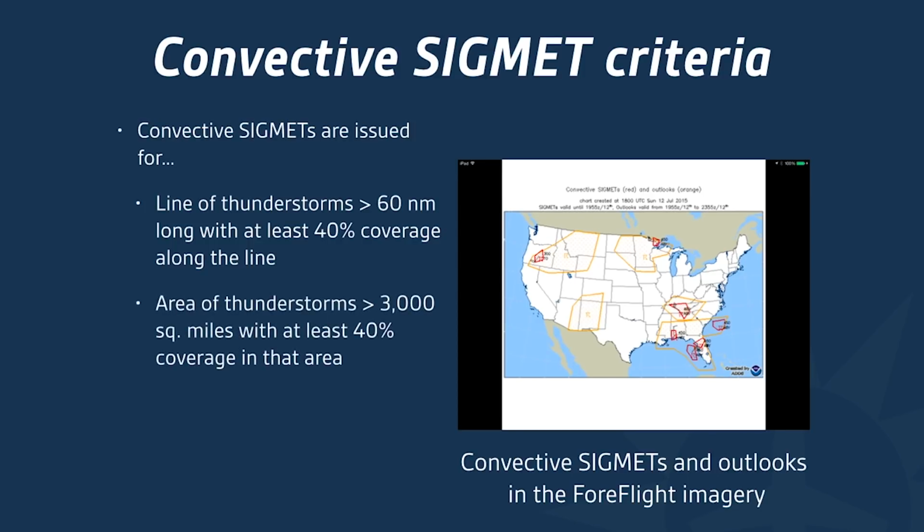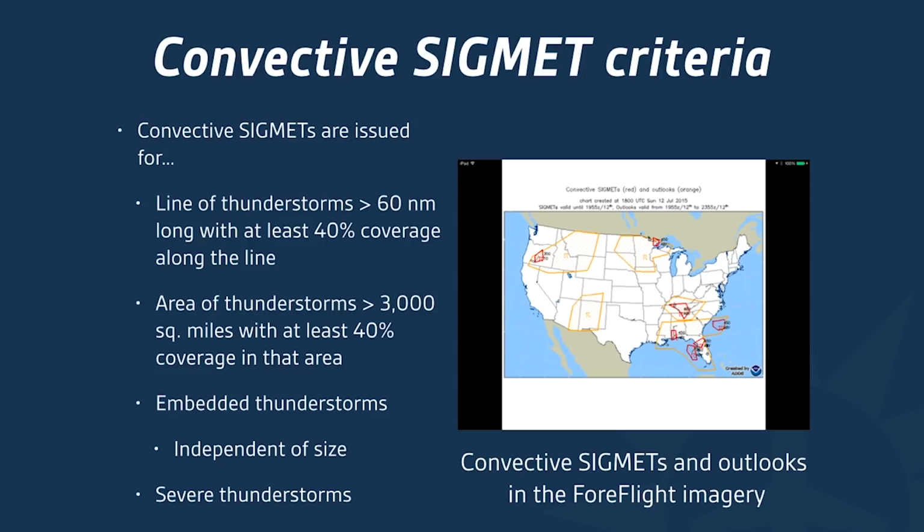Anytime you have an area of thunderstorms greater than 3,000 square miles with at least 40% coverage in that area, you'll see a convective SIGMET issued. Again, pretty big area, which will require you to have additional fuel to go around that area potentially. Anytime embedded thunderstorms occur, regardless of the size, a convective SIGMET will be issued. And of course, severe thunderstorms also. Anytime the local weather forecast office issues any kind of severe thunderstorm warning, that will automatically generate a convective SIGMET. The forecaster will issue a convective SIGMET for a severe thunderstorm, even if it's a single cell, because we want to stay further away from severe thunderstorms.